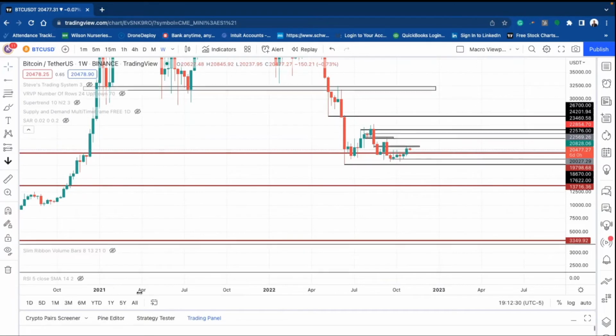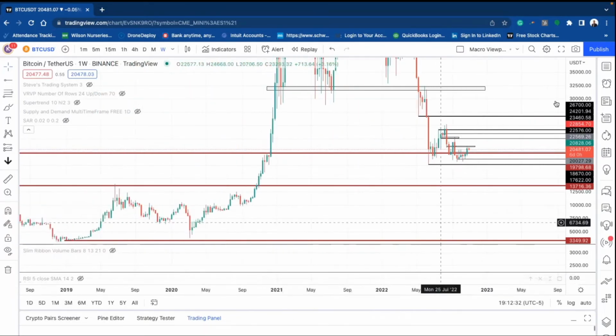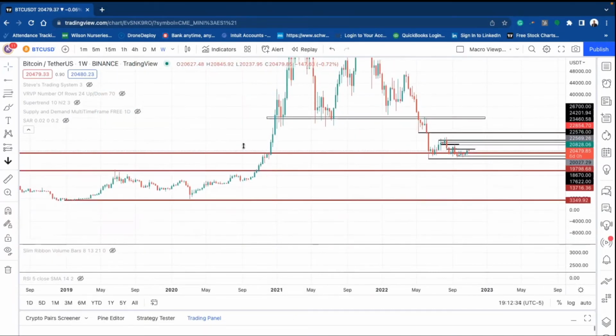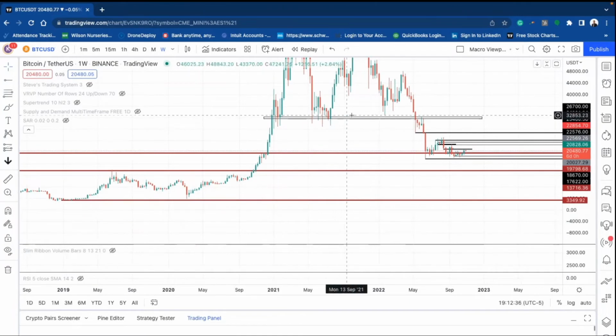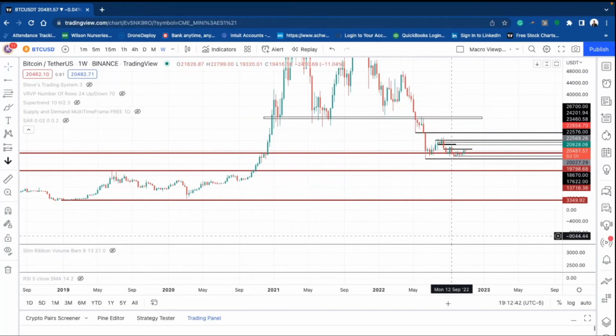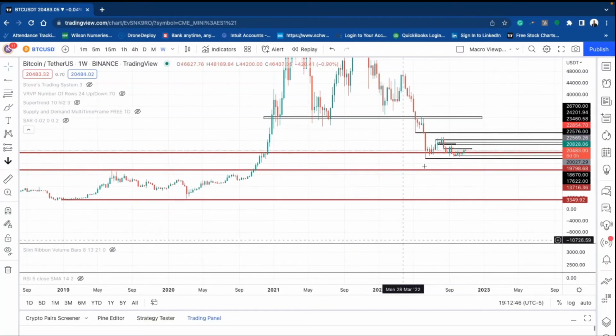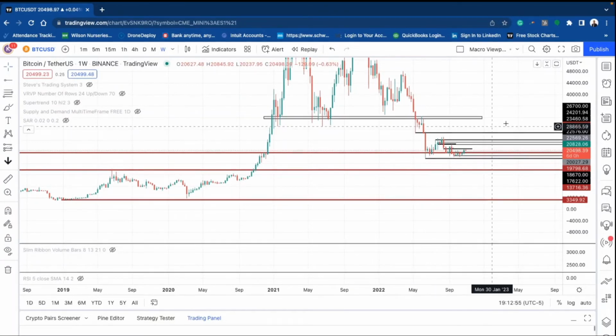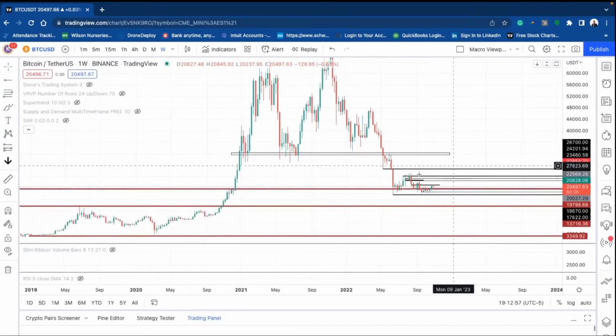I was extremely bearish once we broke this area here, 32,000. I've been bearish since then. I haven't really bought any spot since. Made a couple swing trades over the weekend. I bought some spot altcoins at around 18,000, just because the reward potential is a lot higher.